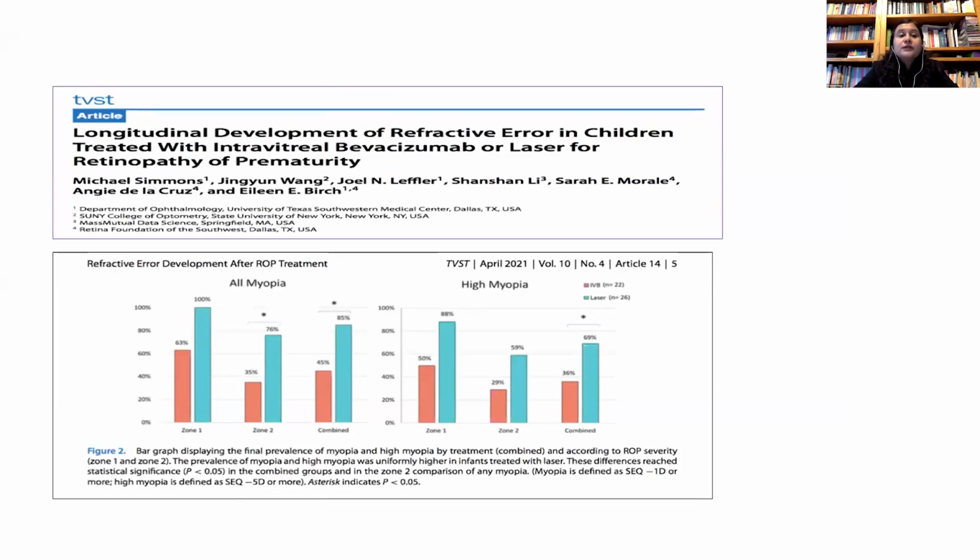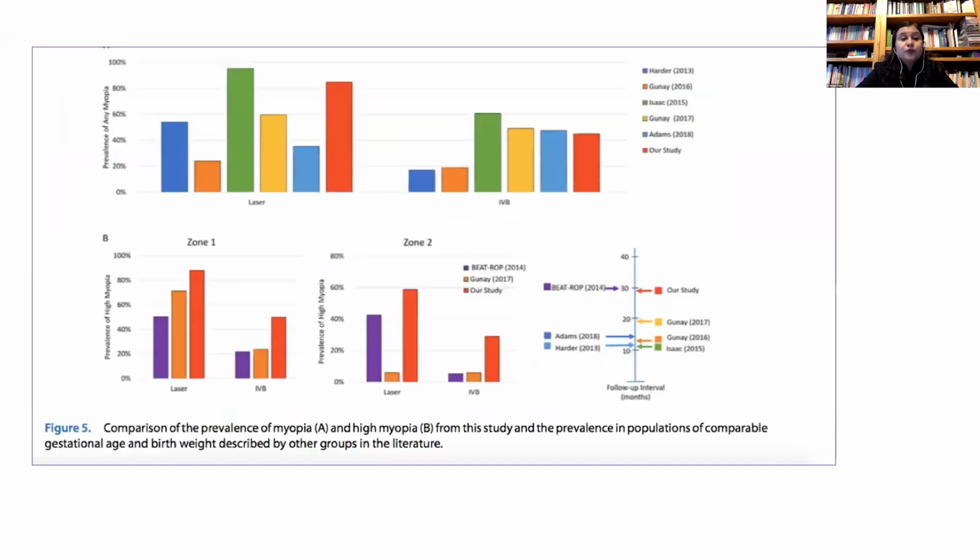Siemens et al., in their longitudinal study, showed that 100% of patients developed myopia in zone 1 in the laser treated group, and 88% developed high myopia in the laser group. On comparison with various landmark studies comparing IVB and laser, they reported that prevalence of myopia was more in the laser treated group compared with the IVB group, and zone 1 had higher prevalence of myopia in the laser treated group.